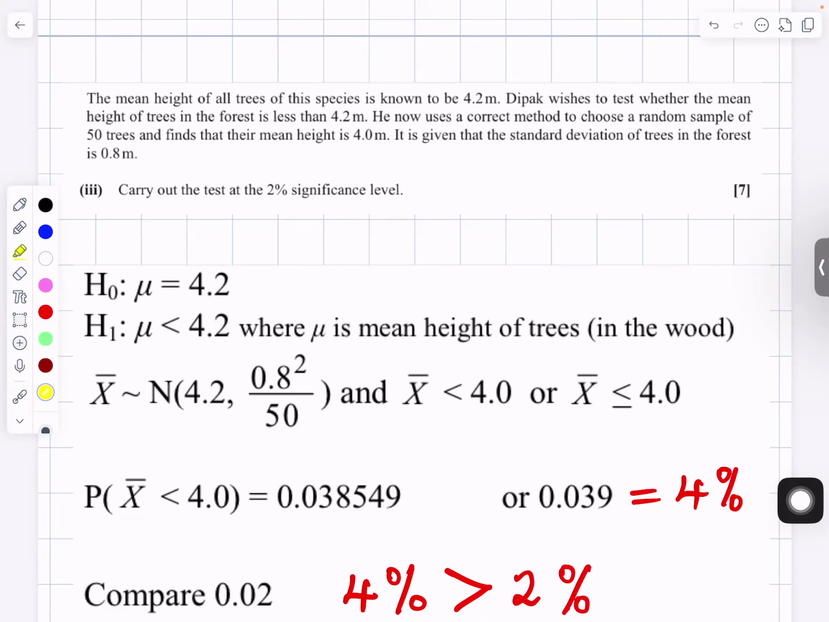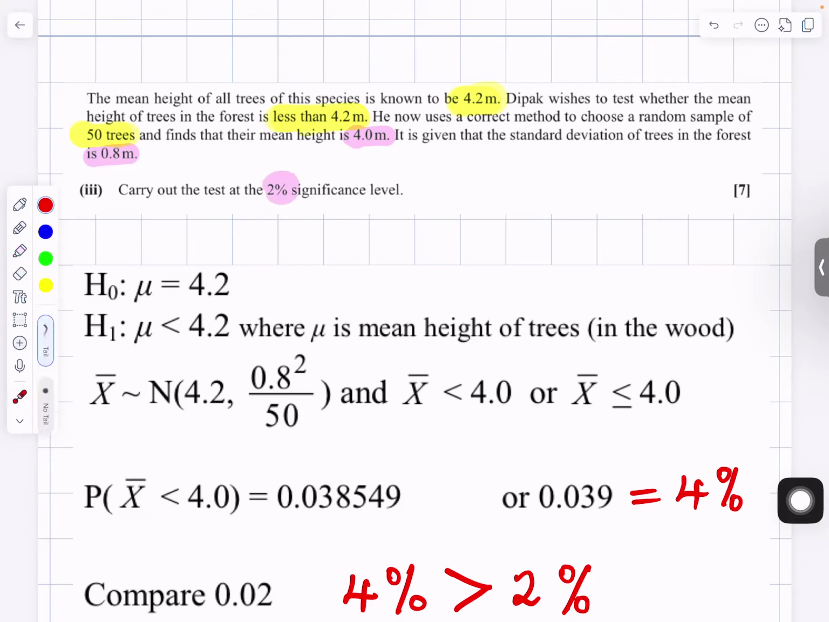The mean height of all trees of a species is known to be 4.2 meters. Deepak wishes to test whether the mean height of the trees in the forest is less than 4.2 meters. He now uses the correct method to choose a random sample of 50 trees and finds that the mean height is 4.0 meters. It is given that the standard deviation of the trees in the forest is 0.8. Carry out a test at 2% significance level.